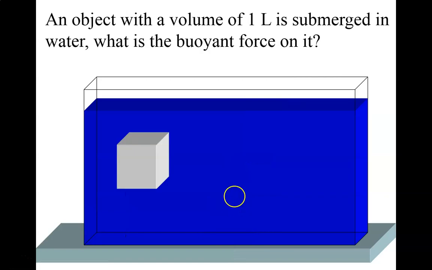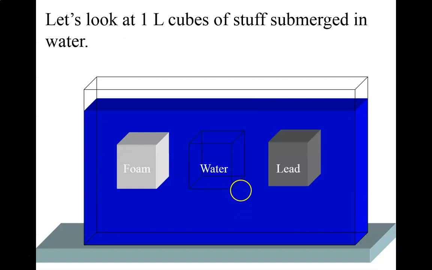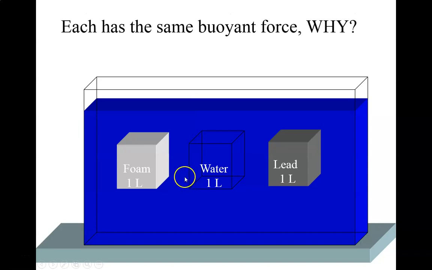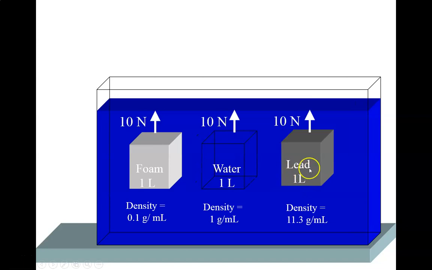So an object with a volume of 1 liter is submerged in water. What's the buoyant force acting on it? Well, it's going to be equal to the weight of 1 liter of water. So they each have the same buoyant force because they each displace 1 liter of water: a liter of foam, a liter of water, and a liter of lead. I'm going to go through this kind of fast too. Now, the weight of a liter of water is 10 newtons. I would make a note of that, just as something to have in your memory bank. So each one of these has 10 newtons of buoyant force pushing it up.